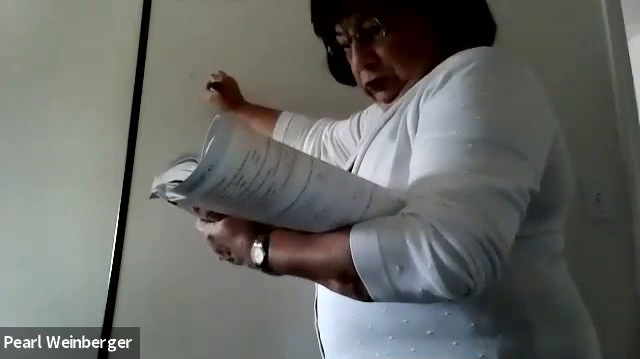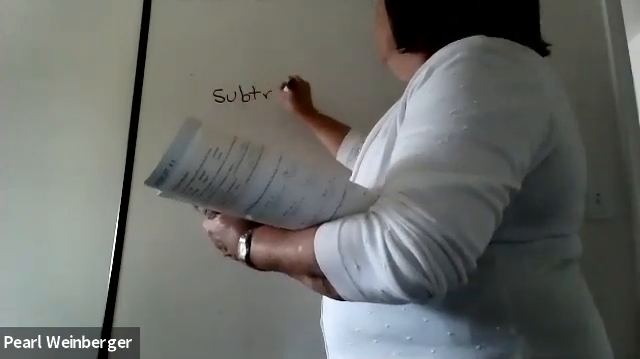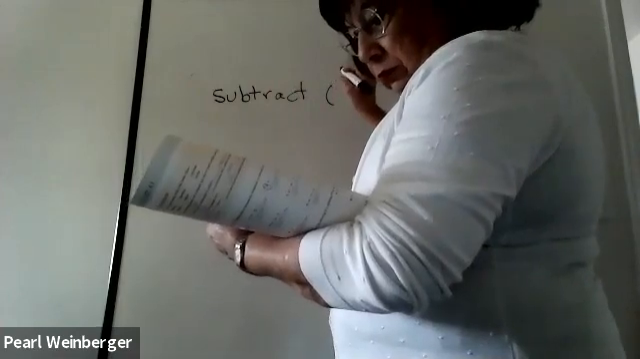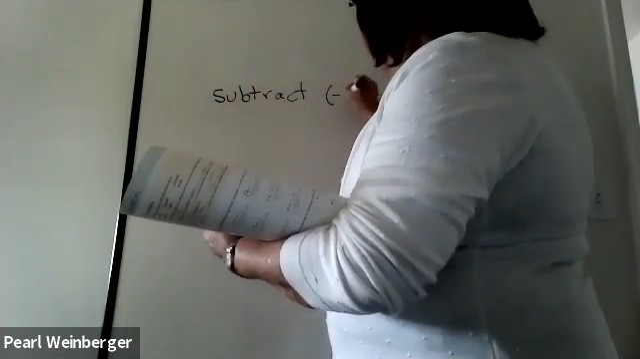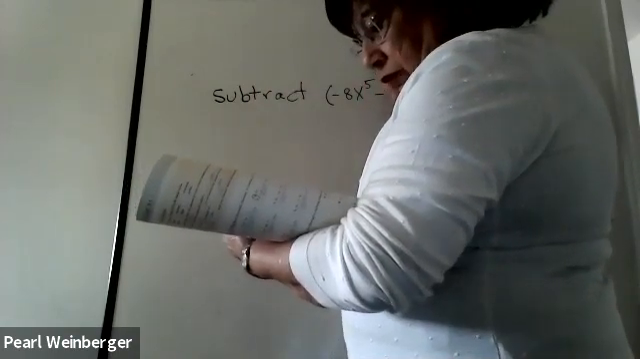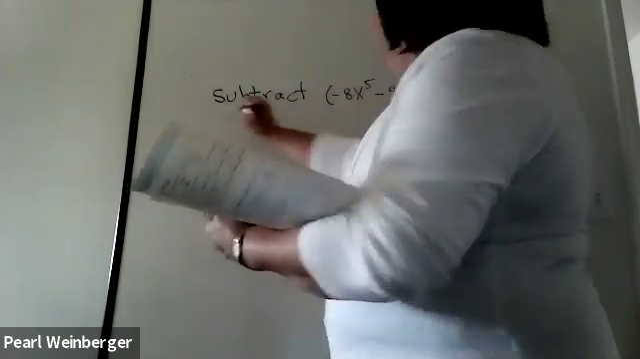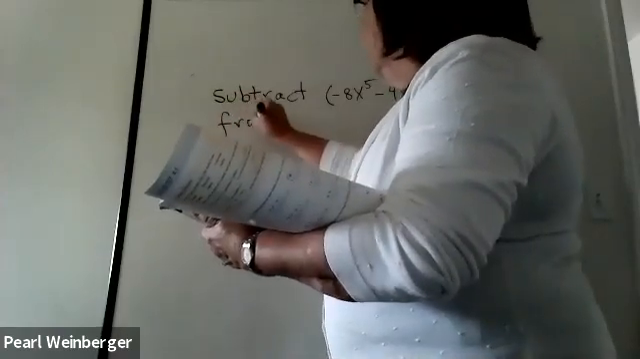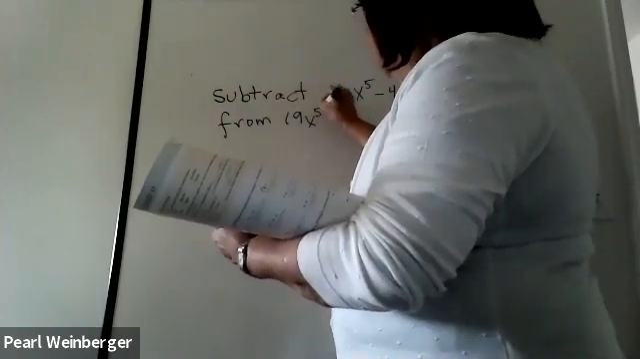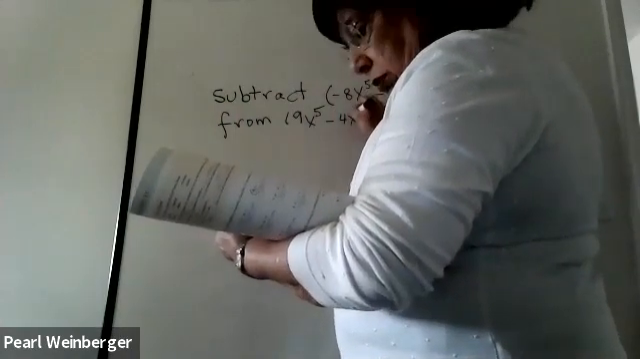Okay, here's what I want you to do. I want you to subtract negative 8x to the 5th minus 4x cubed plus 6 from 9x to the 5th minus 4x cubed minus 6.